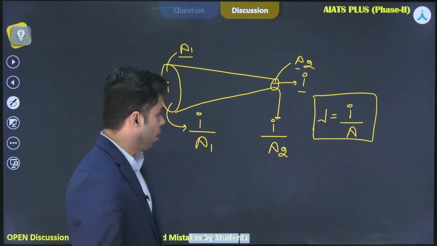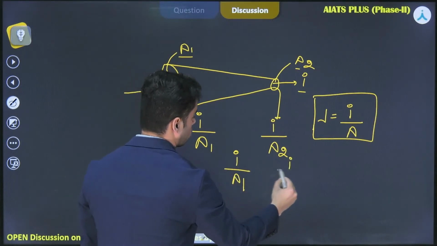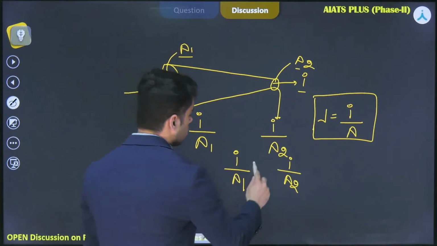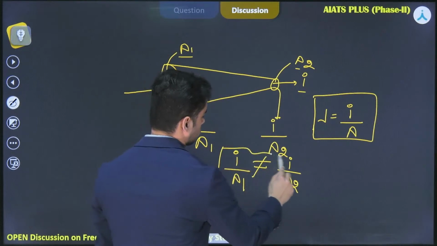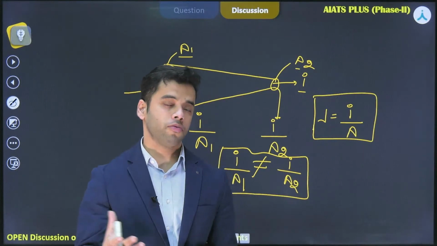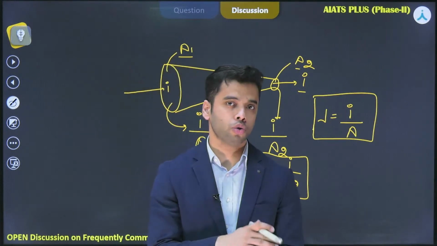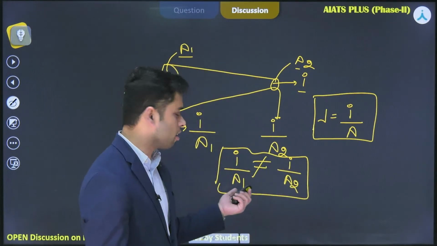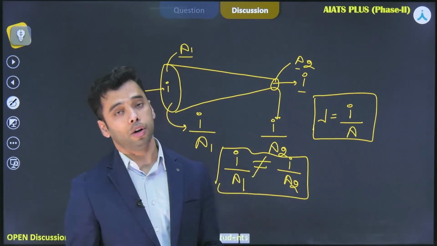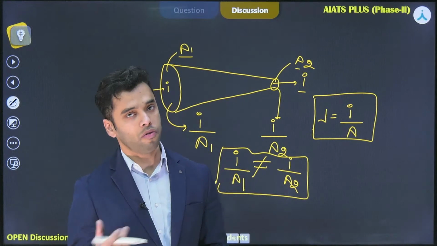Now you can see that I have I by A1 and I have I by A2. Current is the same, but the area of cross section is different, right? So I by A1 will not be equal to I by A2. And what can I conclude from this piece of information? I can conclude that the current density is not going to remain constant throughout the length of the conductor. It is going to change, and it is right in front of you that it is going to change. So current is the same, but the current density is going to vary because the cross-sectional area is going to vary.